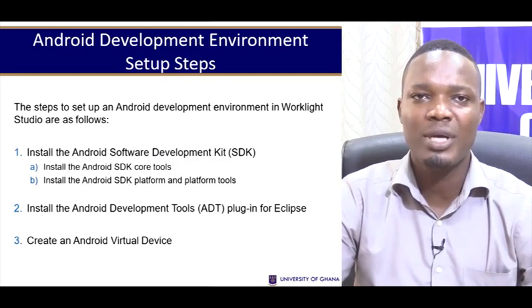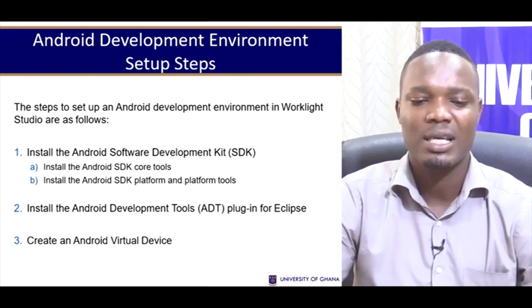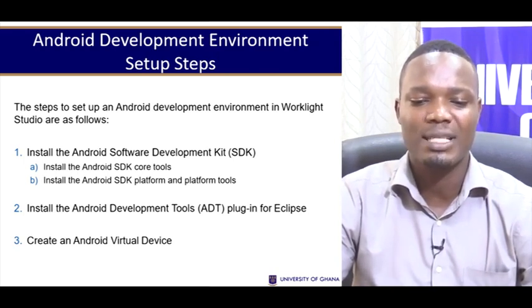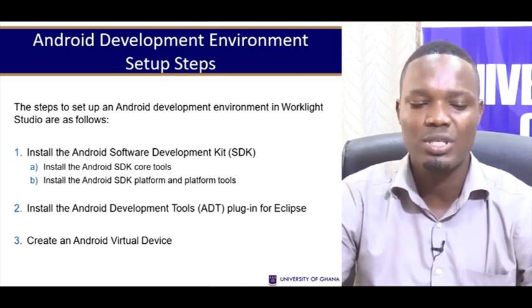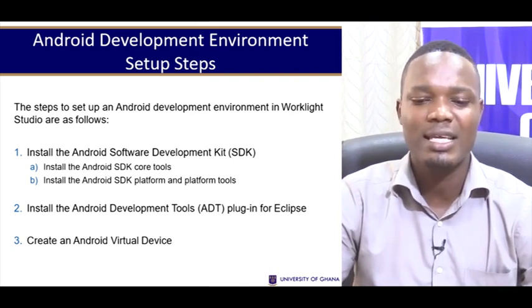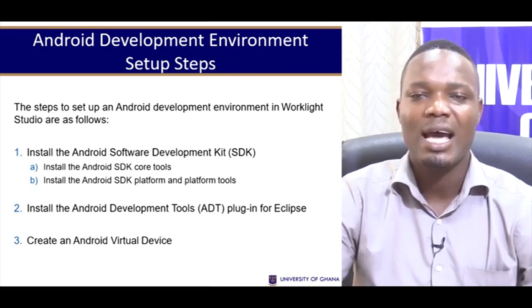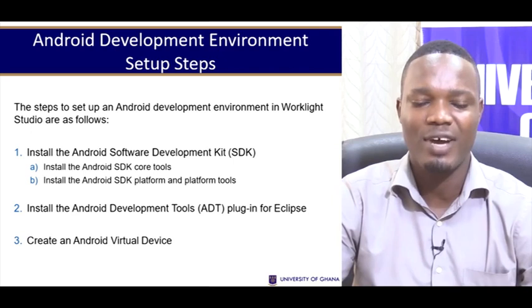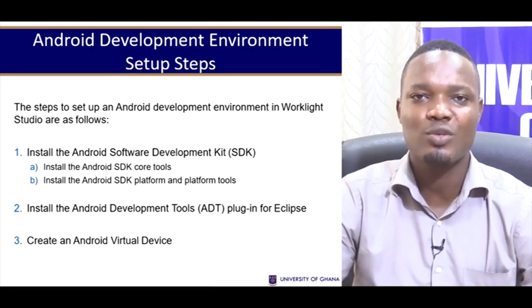Now, to build for Android, you would need the Android development environment set up. So we are going to walk through how to set up the Android development toolkit. The first thing you want to do is install the Android Software Development Kit, which is the SDK. This requires you to install the Android SDK core tools and also install the Android SDK platform and platform tools. Then you will continue to install the Android development tool, which is the ADT, as a plugin in Eclipse. Then finally, you will create an Android virtual device. So these are the 3 steps that we are going to follow.